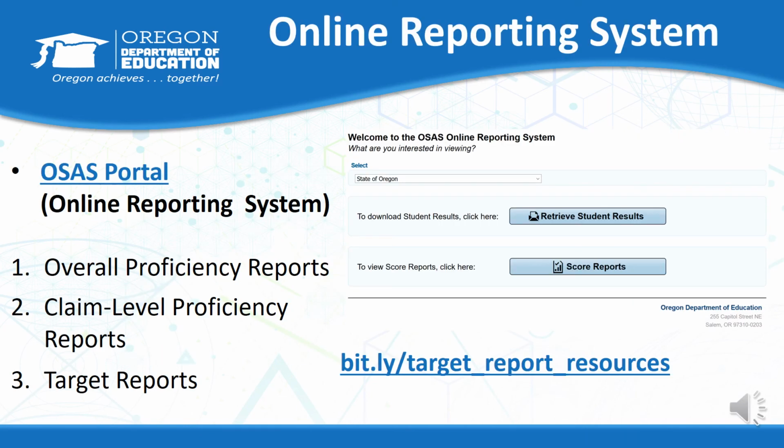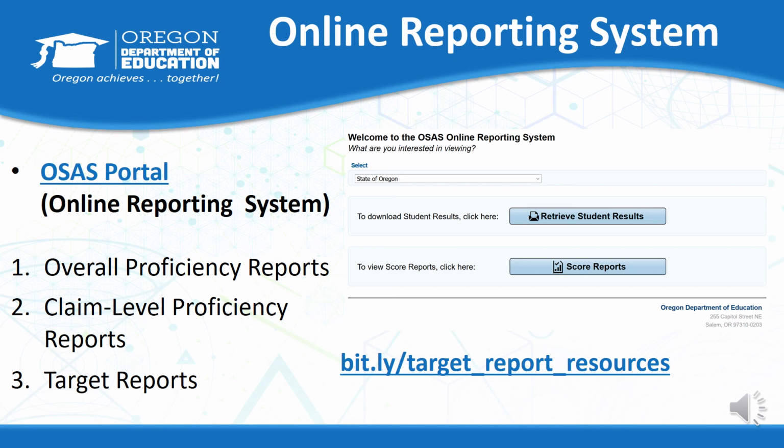To access summative assessment data, visit the OSAS portal and log in with your username and password. Select Test Administration, then click Online Reporting System. The Online Reporting System, or ORS, provides educators access to 3 distinct reports: Overall Proficiency Reports, Claim Level Proficiency Reports, and Target Reports.